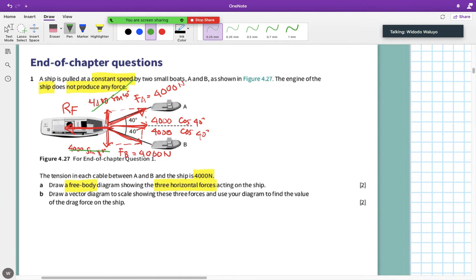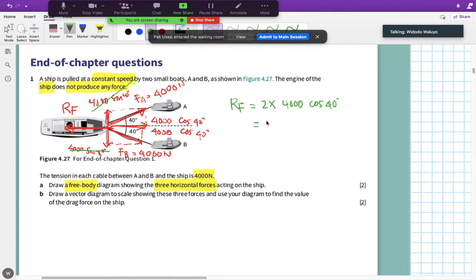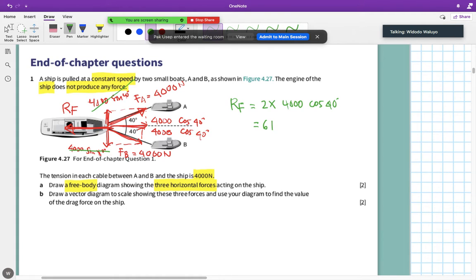So on the vertical, bukan vertical, on the different side, they have a resultant of zero. So the drag force, same thing as the resistance force, this is the resistance force, equals two times 4,000 cos 40. Nah, coba kita kalikan aja. This is 8,000 cos 40, which is about 6,128.3. Yeah, that's it for this one.